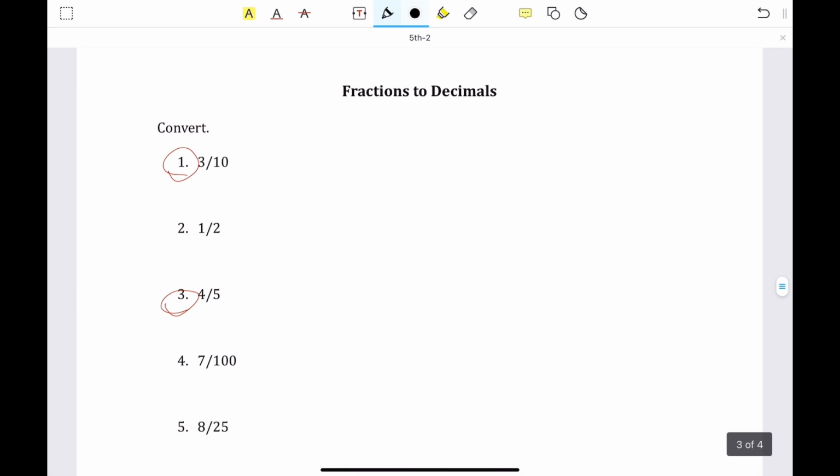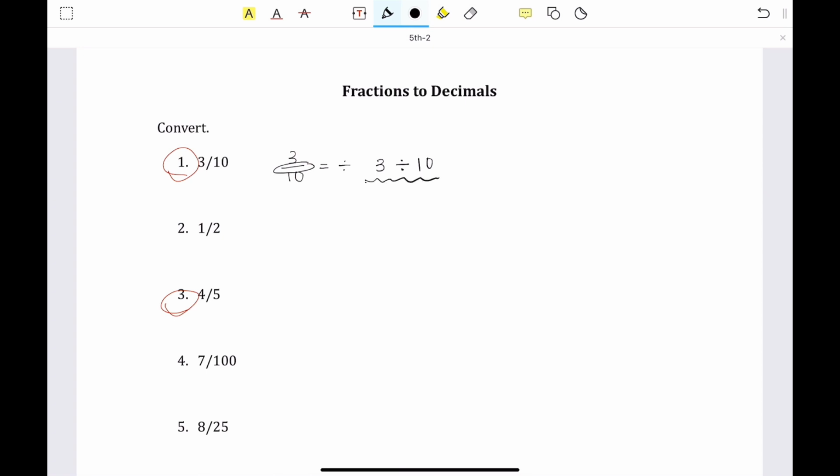Fractions to decimals, and we're going to be converting. So we're going to start with number 1. It says 3 over 10. Now 3 over 10 can be written like this, and the middle sign over here represents a division sign. So essentially this symbol represents 3 divided by 10 like this.